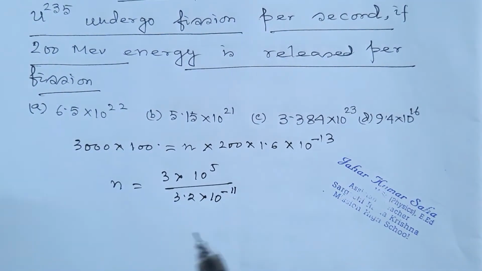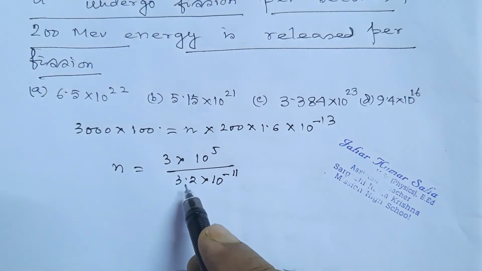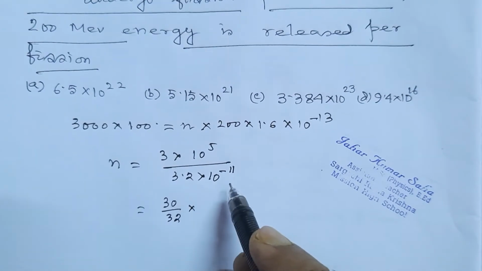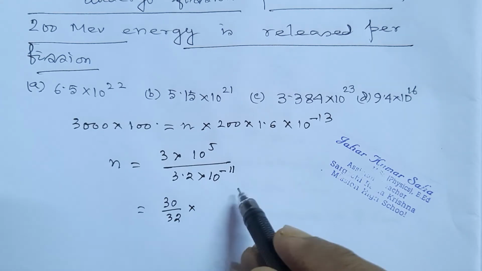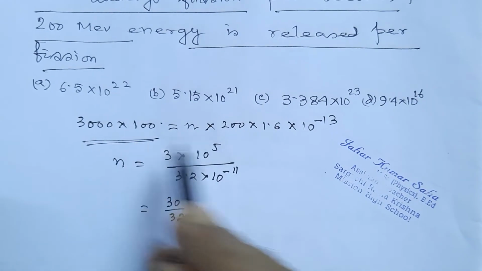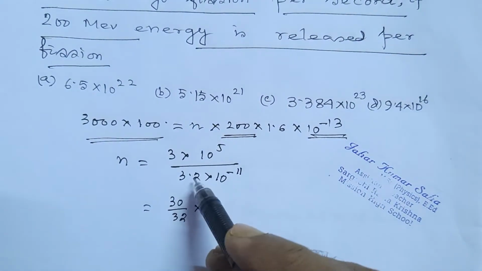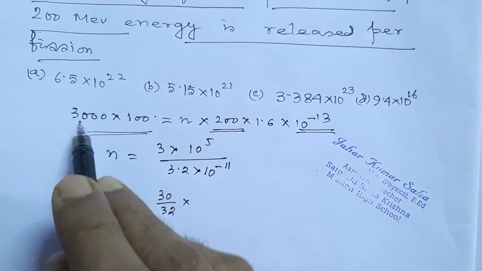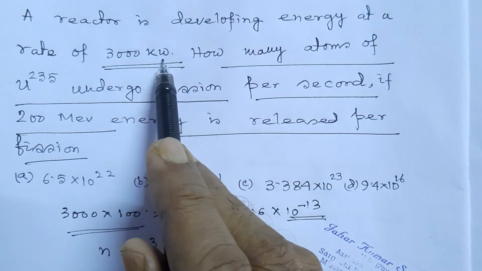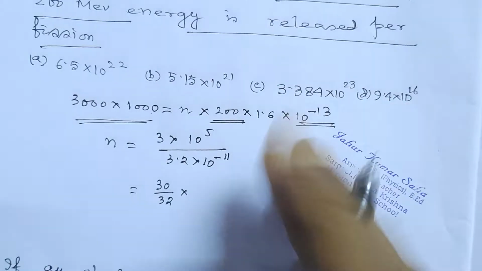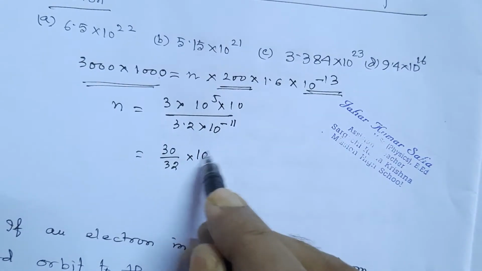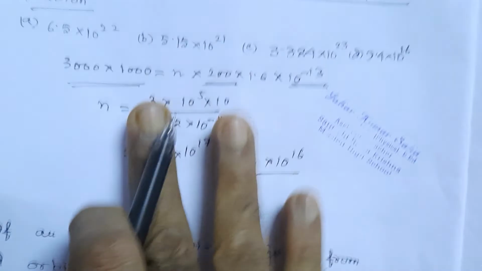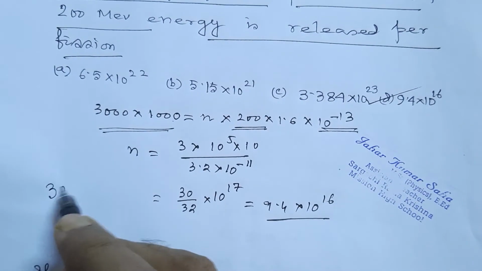So 3 by 3.2, that is 30 by 32, into 10 to the power 17. 1 kilowatt means 1000 watt. So this is equal to 9.4 into 10 to the power 16. So our correct answer is 9.4 into 10 to the power 16. So the correct choice for question number 38 is D.